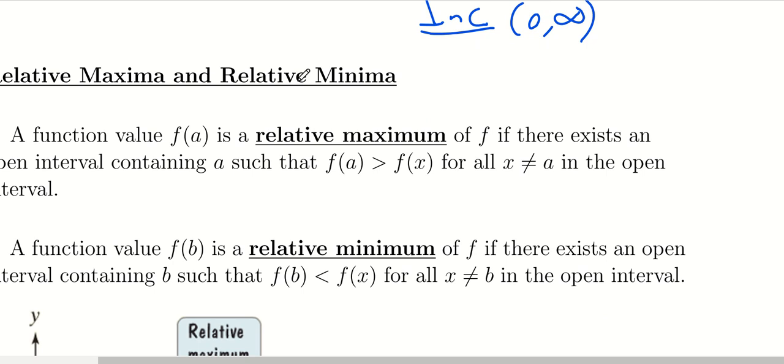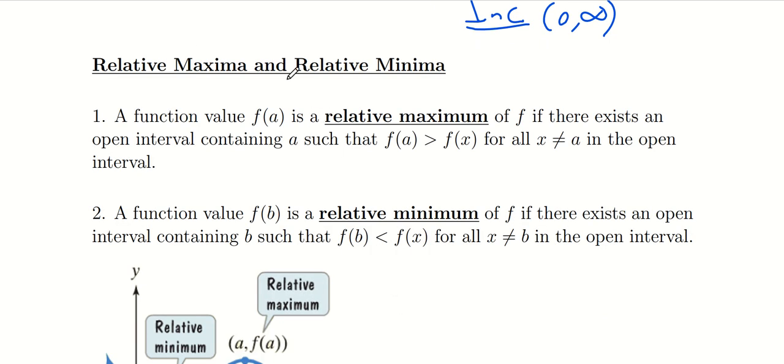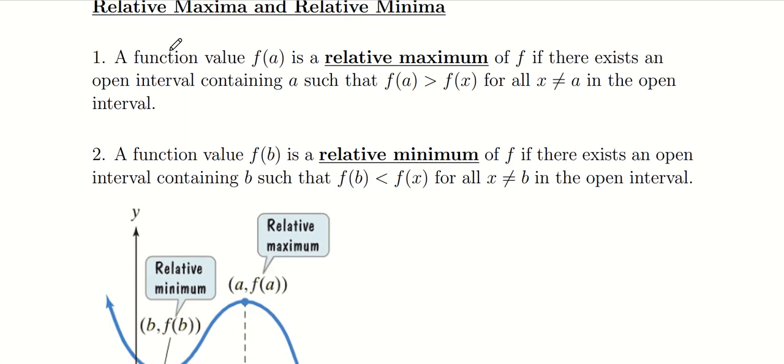The next important concept we're going to talk about is that of a relative maxima or relative minima. And the keyword relative here is very specific. Some books will also use the term local max or local min. We say that a function value f of a is a relative maximum of f if there exists an open interval containing a such that f of a is greater than f of x for all x not equal to a in the interval.